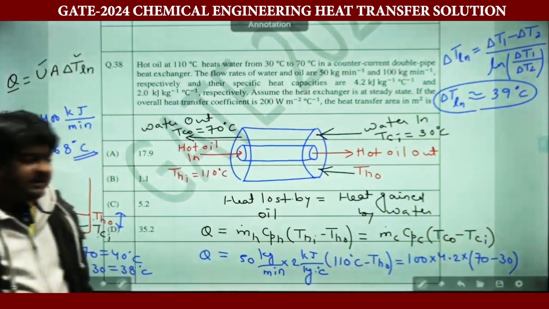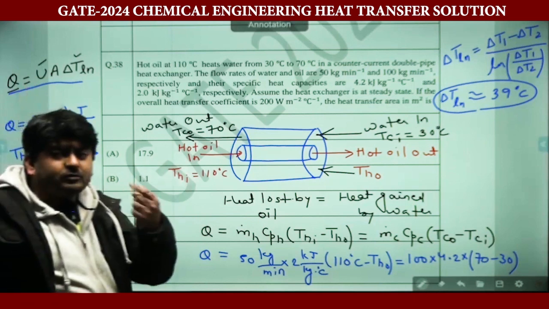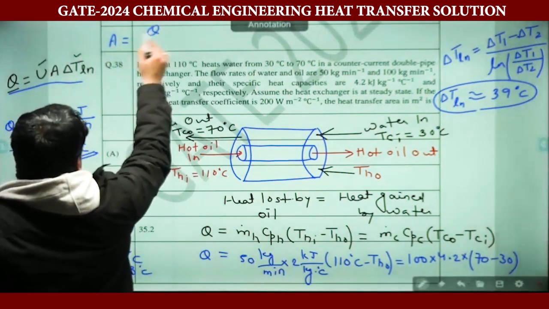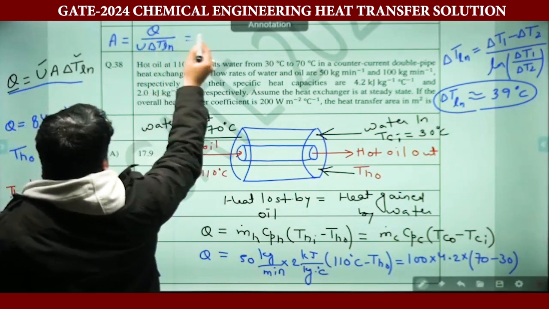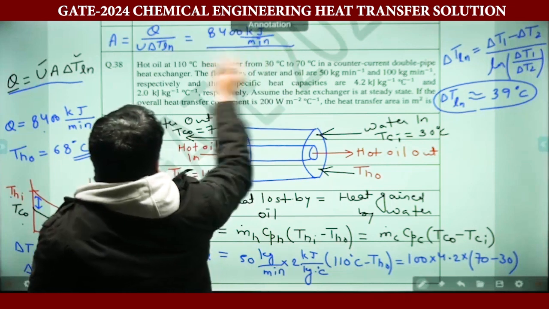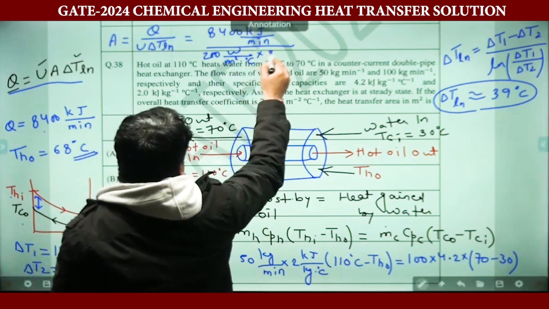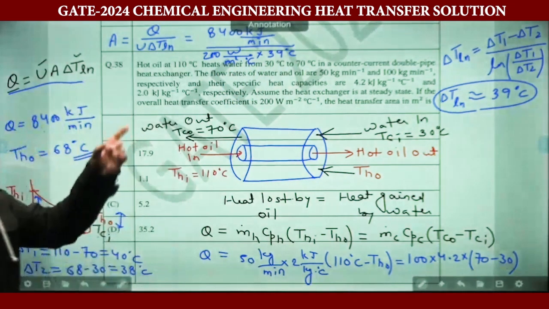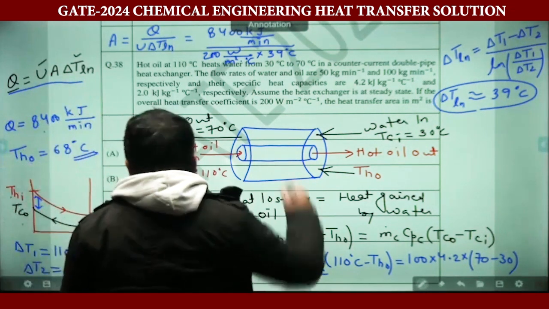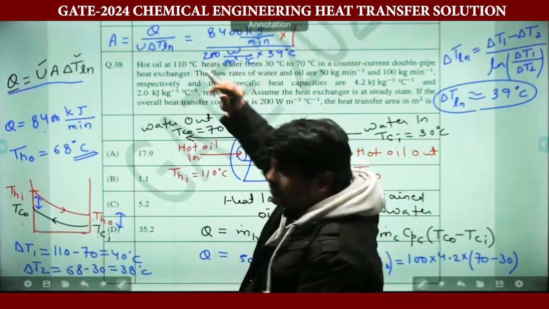So we got the final LMTD, we have Q. Now put those values here and you will get A. But you have to do the unit conversion, because here A will be equal to Q upon U delta T ln, and when you put the values, Q will be 8400 kilojoule per minute, U is 200 watt per meter square per degree Celsius, delta T ln is 39 degrees Celsius. So U is in watt and meter square, and Q is in kilojoule and minute. So you need to change that into watt, or you can change this watt into kilojoule per minute. So let's change this kilojoule and minute into watt.